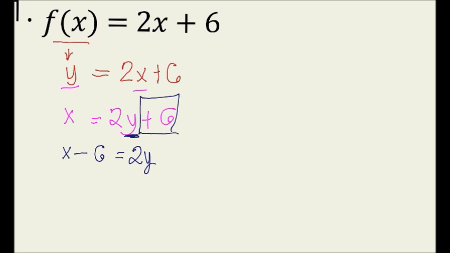And then, we need to get rid of the coefficient 2 on the right side of our equation. So what we're going to do is divide both sides by 2. Thus, we cancel 2 there, and we will be left with y equals x minus 6 over 2. After that, we replace y with this.